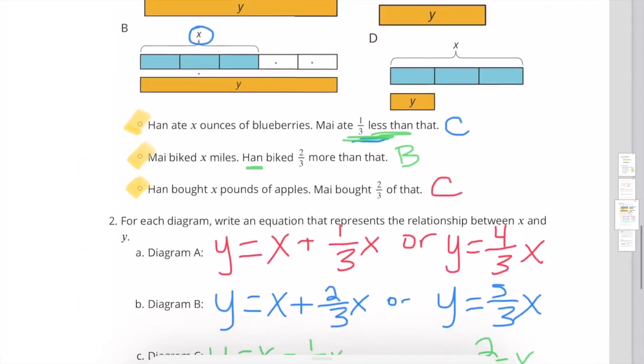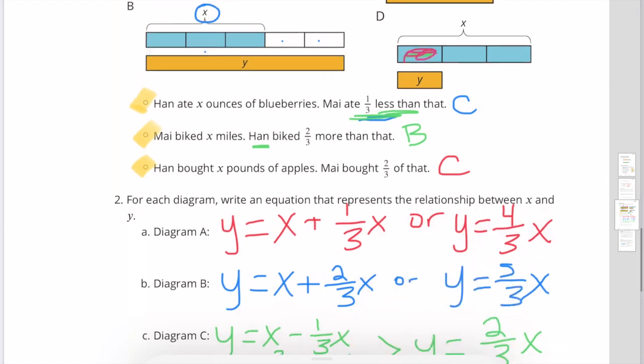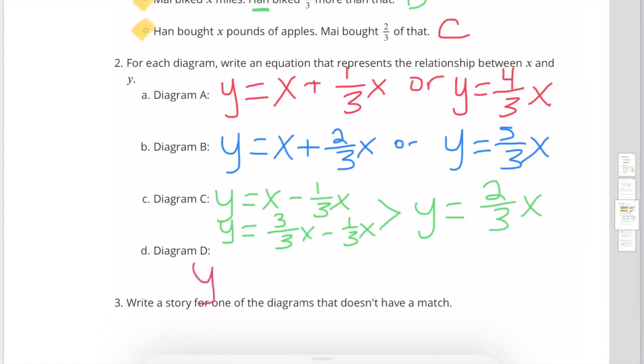Okay, and what about D? So X is also 3/3, but Y takes up how much of that? It just takes up 1/3. So we'd have Y equals 1/3 of X. Okay, we're not going to worry about number 3.